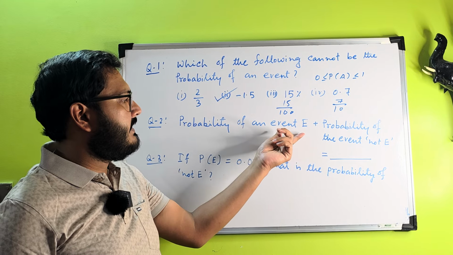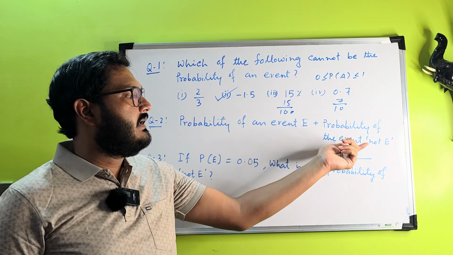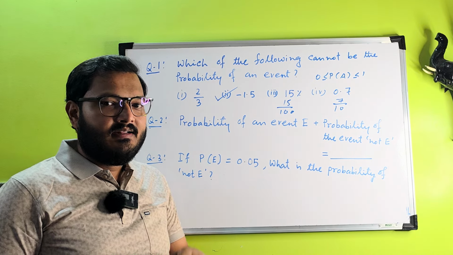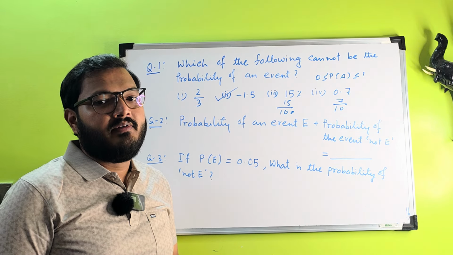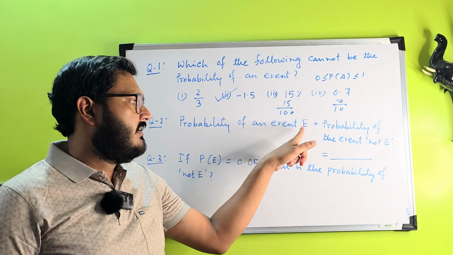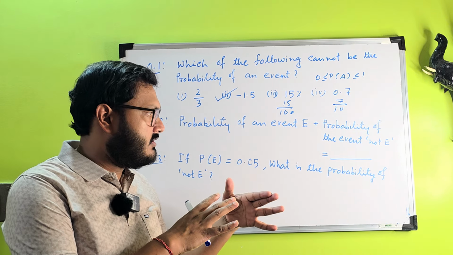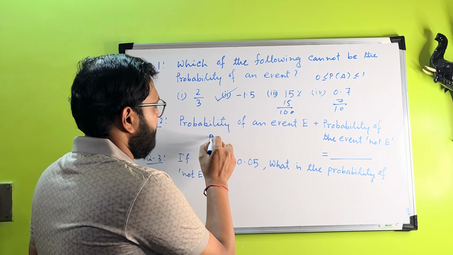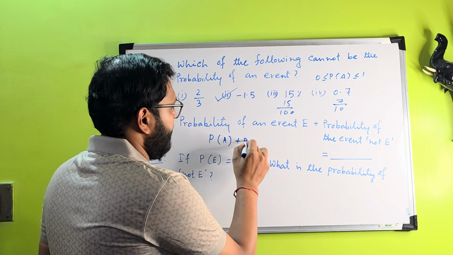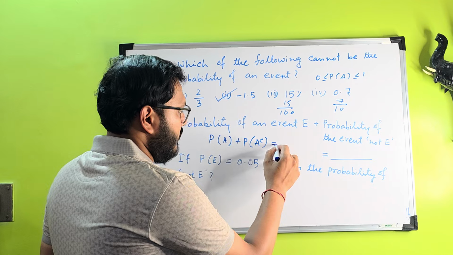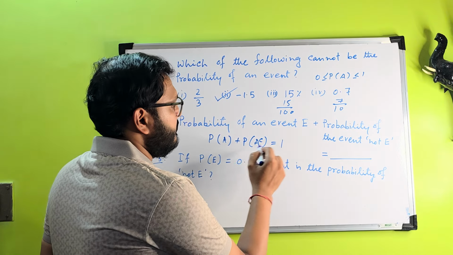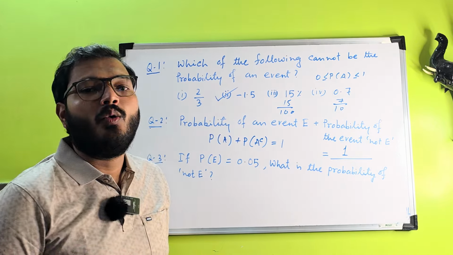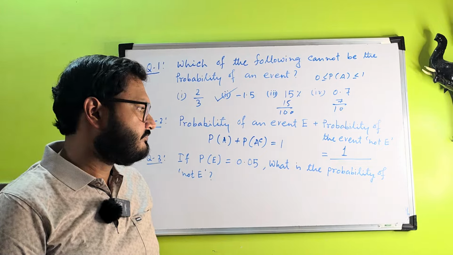Probability of an event E plus probability of an event not E. What is the sum of them? Not E means it's a complement. We studied that probability of an event A plus probability of not A, meaning A complement, is equal to 1. So the answer will be 1. I hope it's clear.